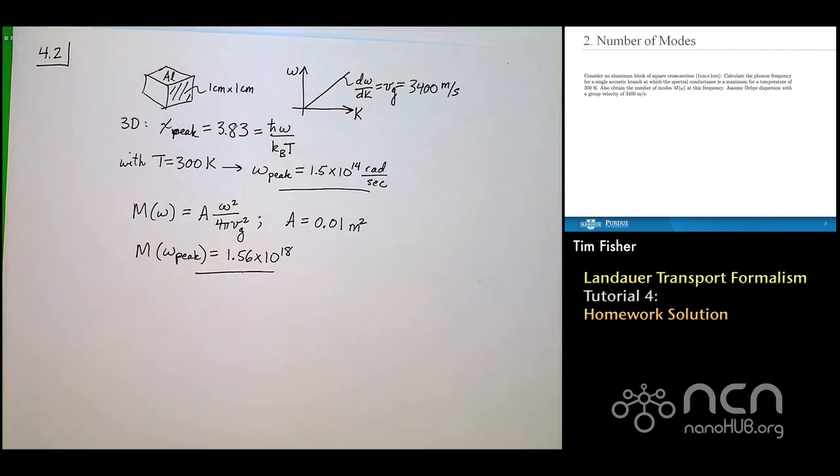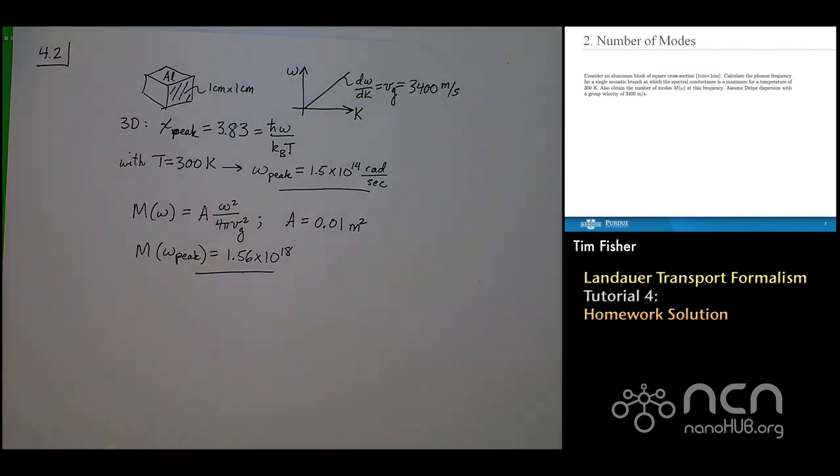That's why when we later talk about the quantum of thermal conductance, that's a very small number, but when it's multiplied by a large number of modes, we can have the types of thermal conductances that we see in real life. That's it for this problem.